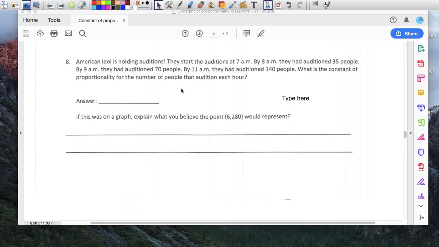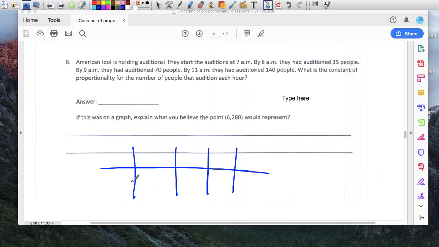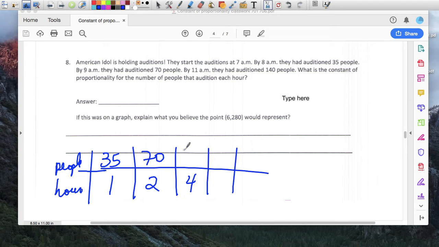An American Idol is holding auditions, and they start auditions at 7 a.m. So it's always nice if I can create a table from this information. By 8 a.m. they had 35 people. So after 1 hour, these are my hours, these are my people. In 1 hour, 35 people came. By 9 a.m., which is 2 hours after you started, you had 70. By 11 a.m., which is 4 hours after you started, you had 140.